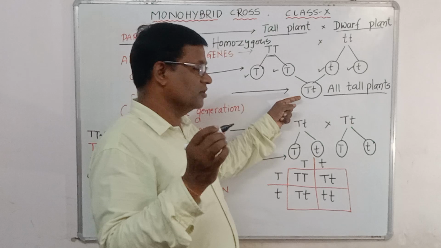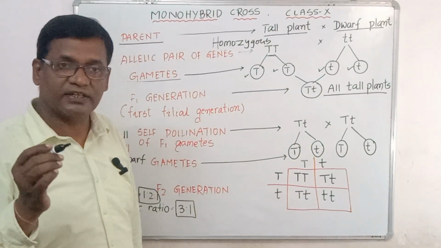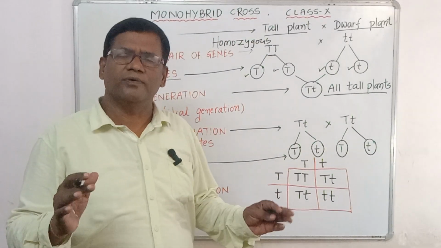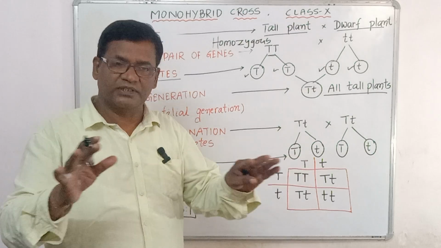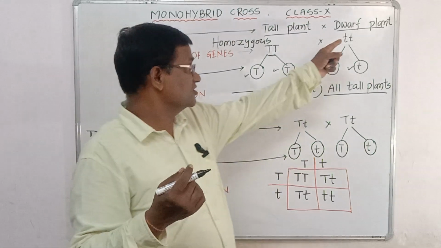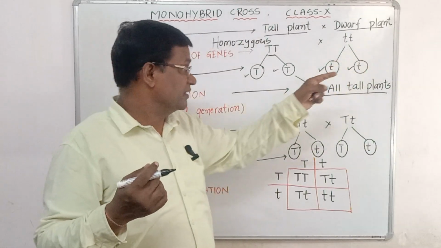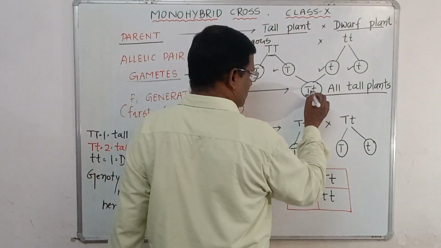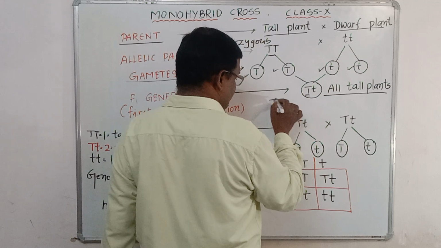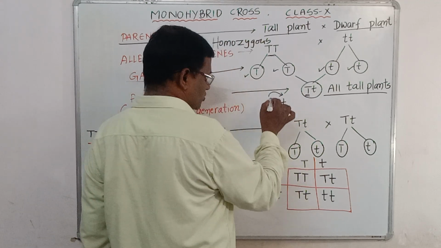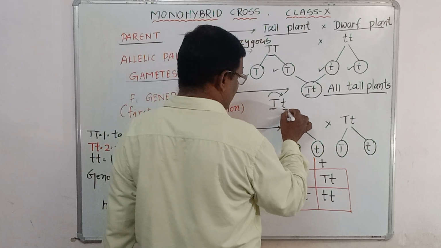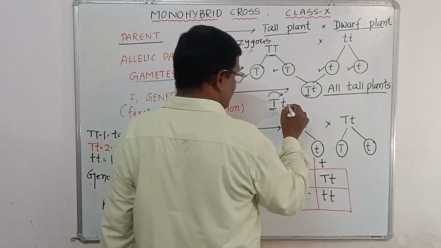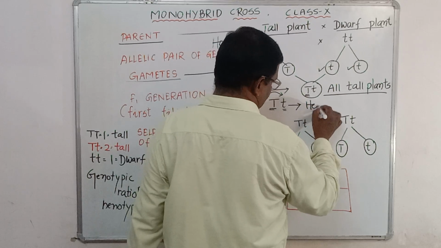In this F1 generation, what did you get? Capital T and small t. Why are all the plants tall? Imagine a field where all the plants are tall. How is it possible, if their parents are dwarf plants? Here all the plants become tall because capital T is dominant over small t. Capital T is a dominant character and small t is a recessive character. When they combine, both are different, so we call it a heterozygous condition.